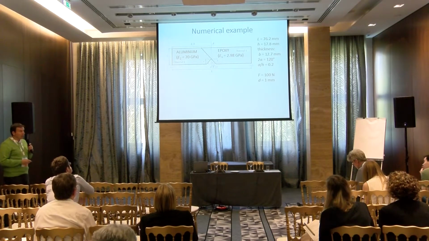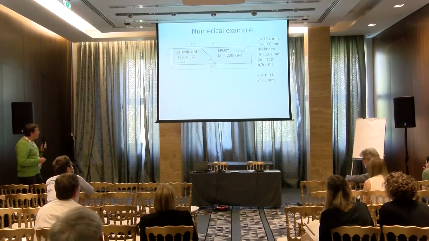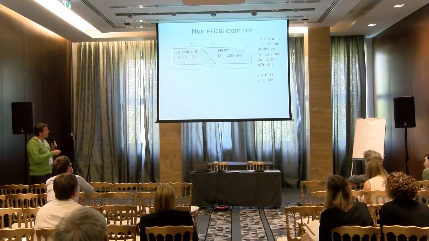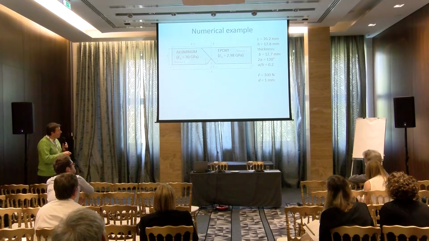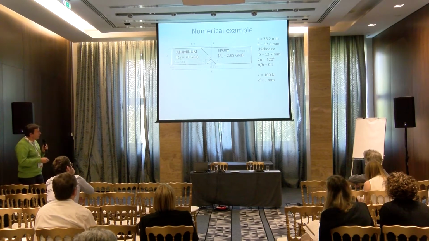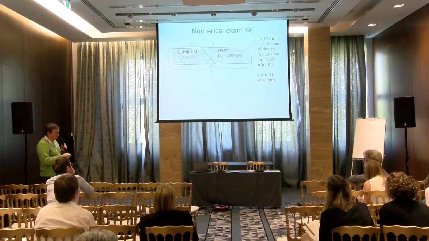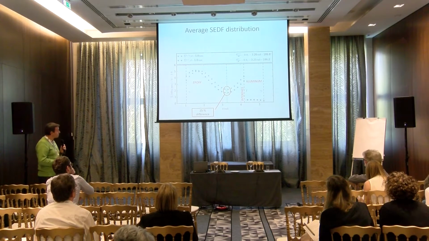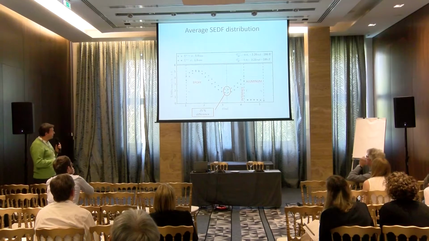Well, I will show the approach on a numerical example. We have this aluminum epoxy configuration, with 3-point bending loading. There are the dimensions. The applied loading was 100 newtons, and as the averaging distance for the strain energy density factor, 1 millimeter was chosen. There is the average strain energy density factor distribution.